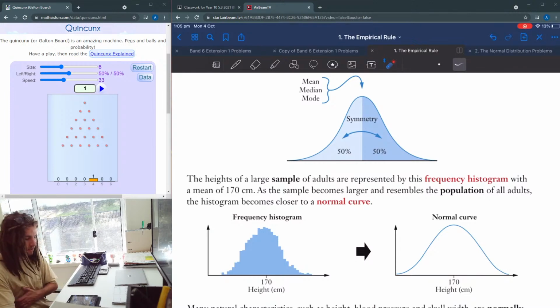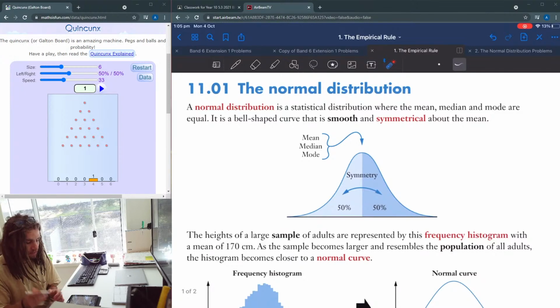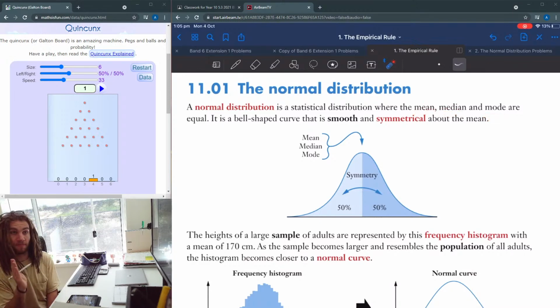Okay. So the way that you represent it is using a frequency histogram. That's just one example, but this is a distribution. Now, a normal distribution is one where the mean, the median, and the mode, so the average, the middle score, and the most common score, are all in the middle. And it looks like a bell curve.